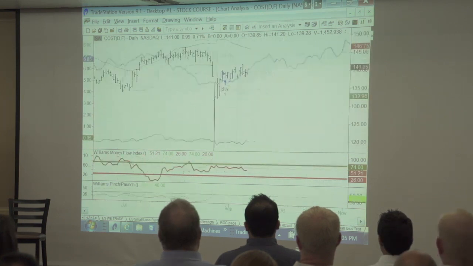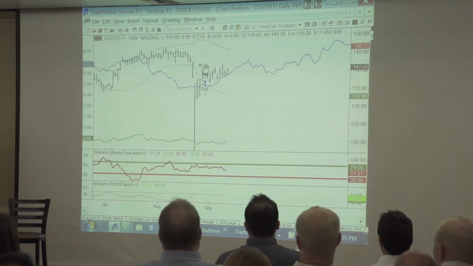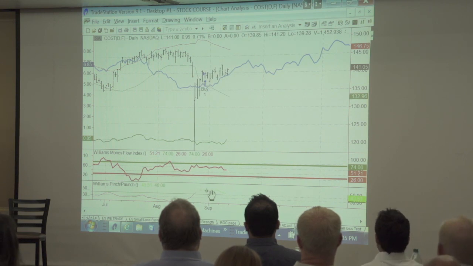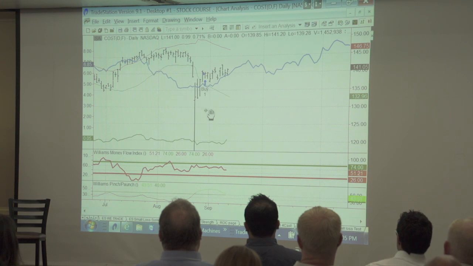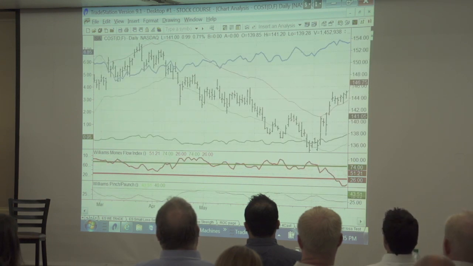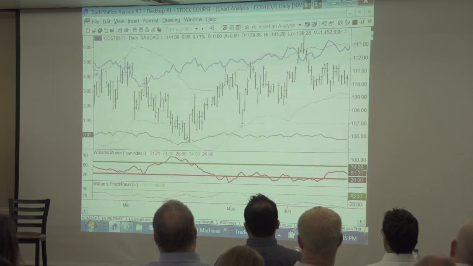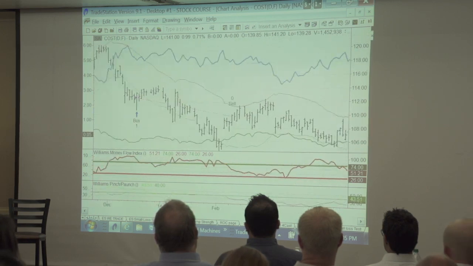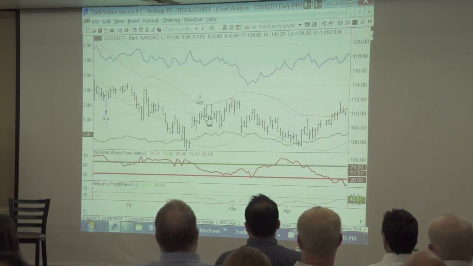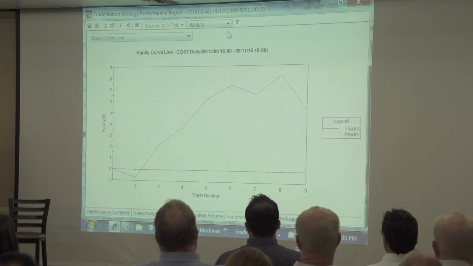This is Costco. Just had a buy signal recently, looking to get out. We're in a punch formation, so closing below the band is what we're looking for as a buy signal. So we can find another one back here. We bought here, we got out over here. It was not a winning trade. We look at the total equity curve of it. That's the total equity curve of it.